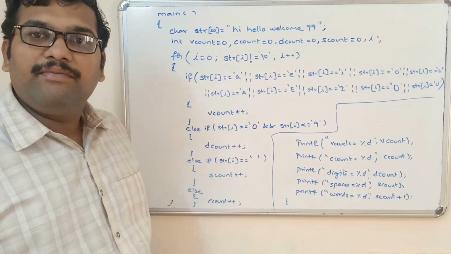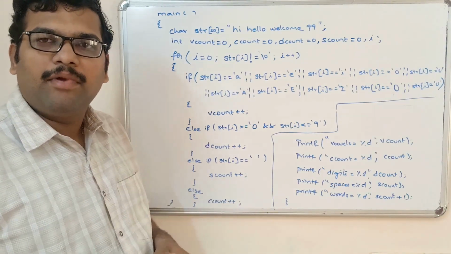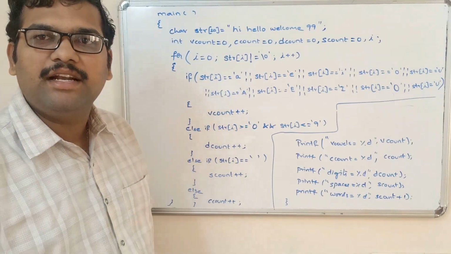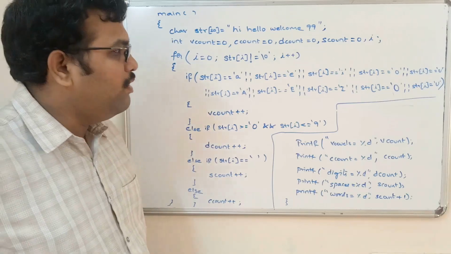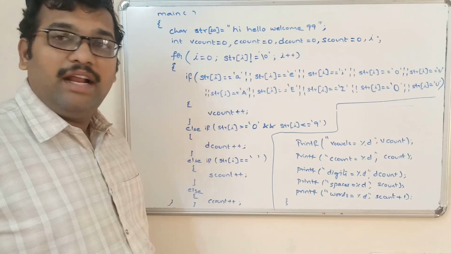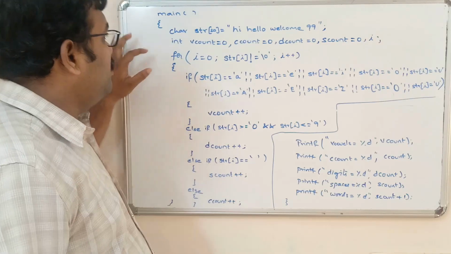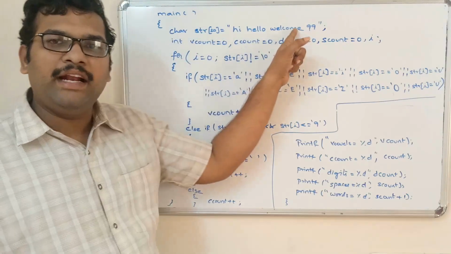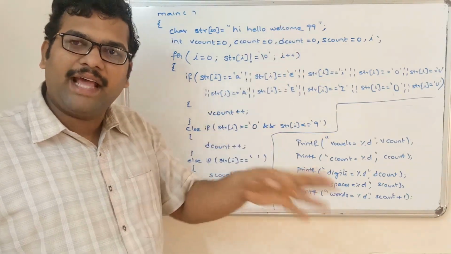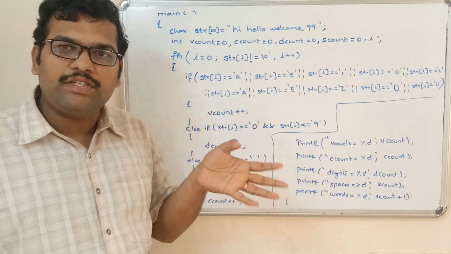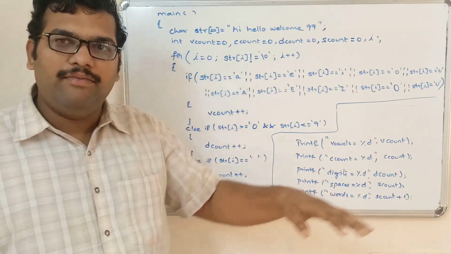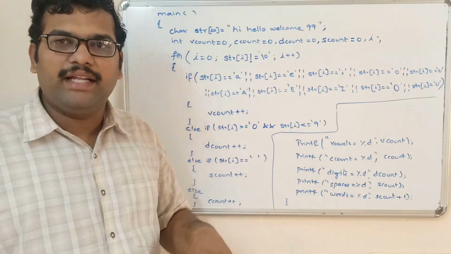So this is a simple program for calculating the number of vowels, number of consonants, number of digits, number of spaces, and number of words in the given line of text. So hope you understood this program. So once again I will explain you. First of all, we have to take the line of text. This can be taken by using either getc, gets, getchar, or scanf function. In the scanf function, only one word can be taken. So if you want to get more words, we have to use either getchar or gets function.